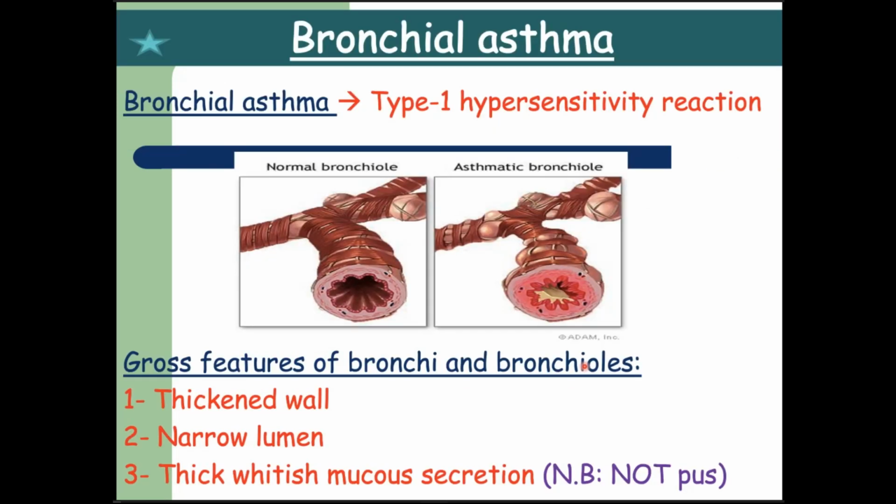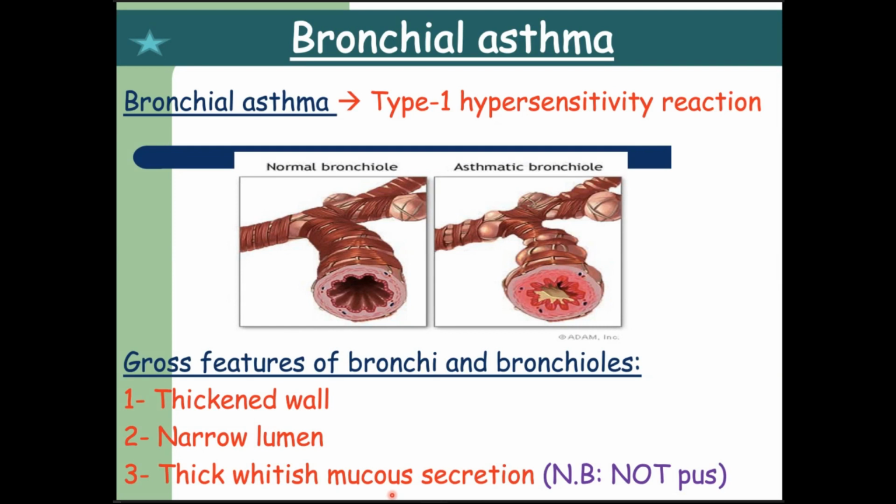In bronchial asthma, we know that it is a hypersensitivity or allergic condition, type 1 hypersensitivity, in which there is involvement of the eosinophils and IgE. This is the normal bronchus, and this is the asthmatic bronchus. You see the wall is thickened and the lumen is decreased. So these are the gross features. Gross features of asthma are thickened wall of the bronchus, narrow lumen, and you may see whitish mucus secretion.